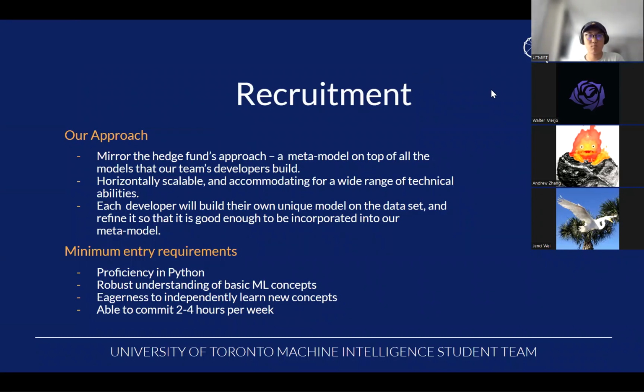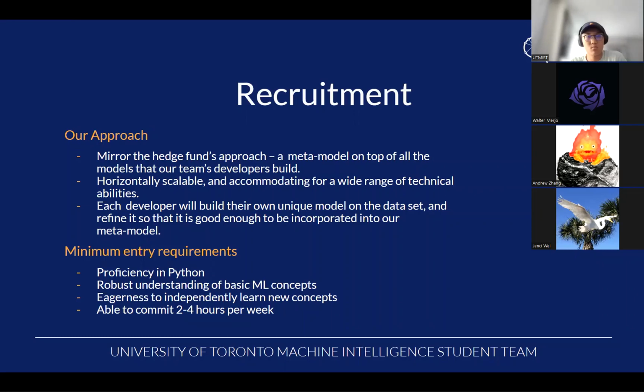If you're new to machine learning, it's okay for you to build a weak model, since every model would make a contribution to our meta model. If you're really skilled in machine learning, then your submodel will greatly contribute to our meta model. Each developer will build their own unique model on the data set and refine it so that it's good enough to be incorporated into our meta model.